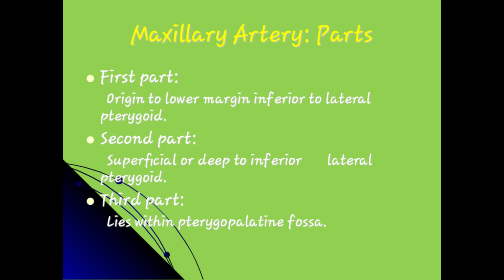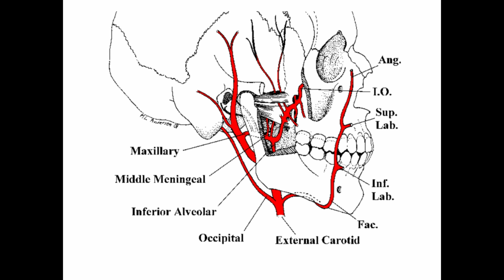As we have said, the maxillary artery is divided into three parts by the lateral pterygoid muscle. The first part originates at the lower margin, inferior to the lateral pterygoid muscle, while the second part lies superficial or deep to the lateral pterygoid muscle. And lastly, the third part of the maxillary artery lies within the pterygopalatine fossa. This is where the last part lies.